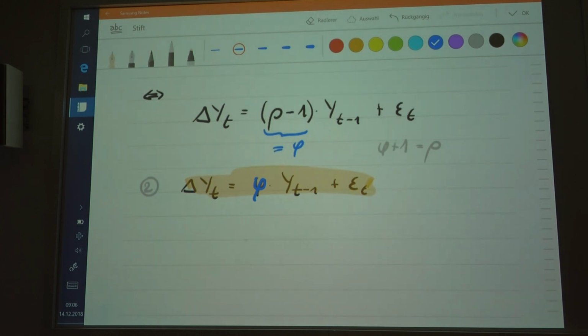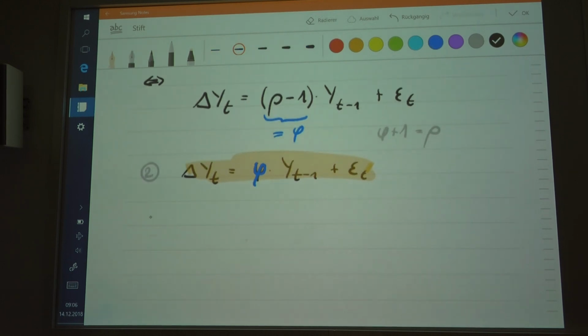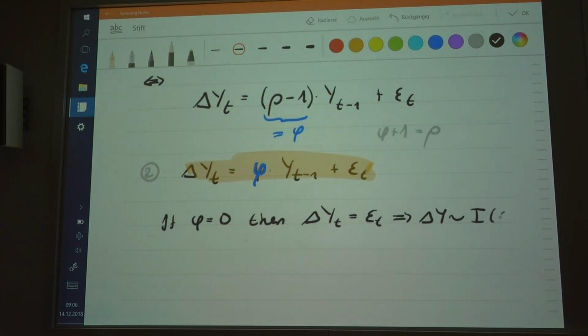And if the difference of the process is equal to the noise, then you're going to get that the difference is integrated of order 1. Okay, so let's say, and I'm going to add this here. If phi is equal to 0, then the difference of the process y is going to be equal to the noise, obviously. So far so good. Now if that's equal to the noise, then the difference of the process is integrated of order 0.